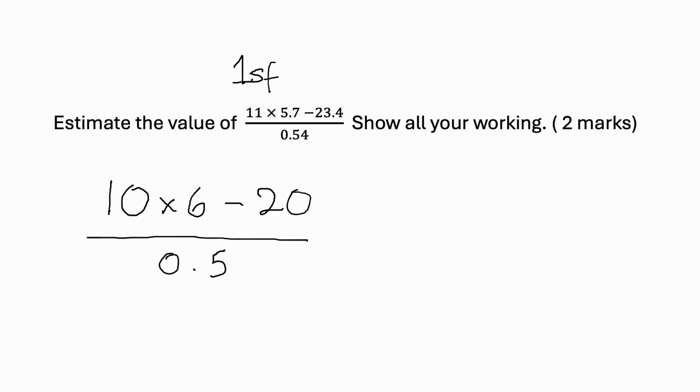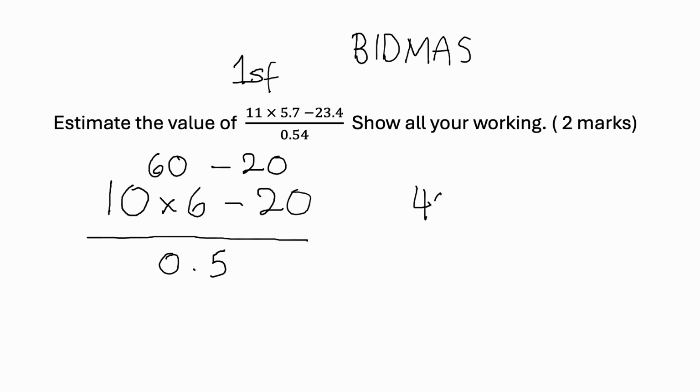Okay. Now we do our big maths. So let's look at the top one first, the numerator of the fraction. We've got 10 times 6 minus 20. Using our big maths up here, multiplication is higher than subtraction, so we have to do 10 times 6 first, which is 60, before we subtract 20. So 60 subtract 20 is 40, so we do 40 divided by 0.5.